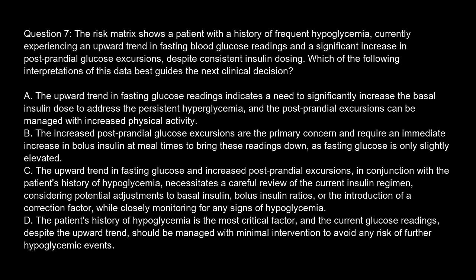Option C. The upward trend in fasting glucose and increased postprandial excursions, in conjunction with the patient's history of hypoglycemia, necessitates a careful review of the current insulin regimen, considering potential adjustments to basal insulin, bolus insulin ratios, or the introduction of a correction factor, while closely monitoring for any signs of hypoglycemia. Option D. The patient's history of hypoglycemia is the most critical factor, and the current glucose readings, despite the upward trend, should be managed with minimal intervention to avoid any risk of further hypoglycemic events.